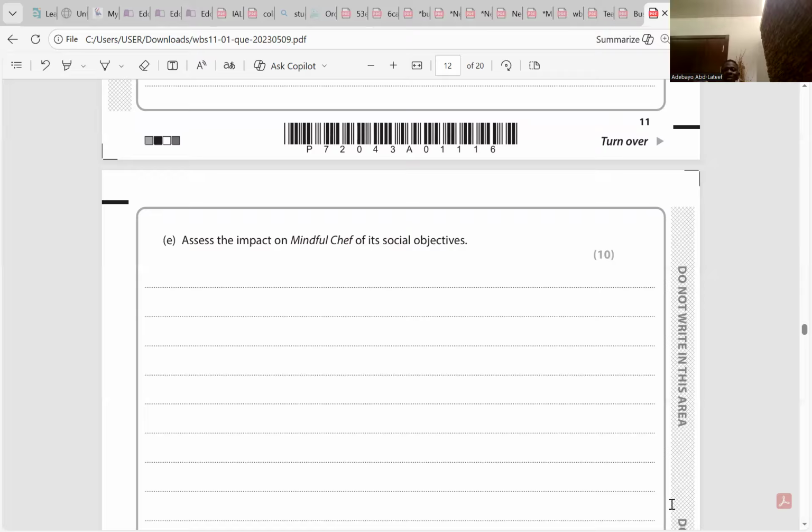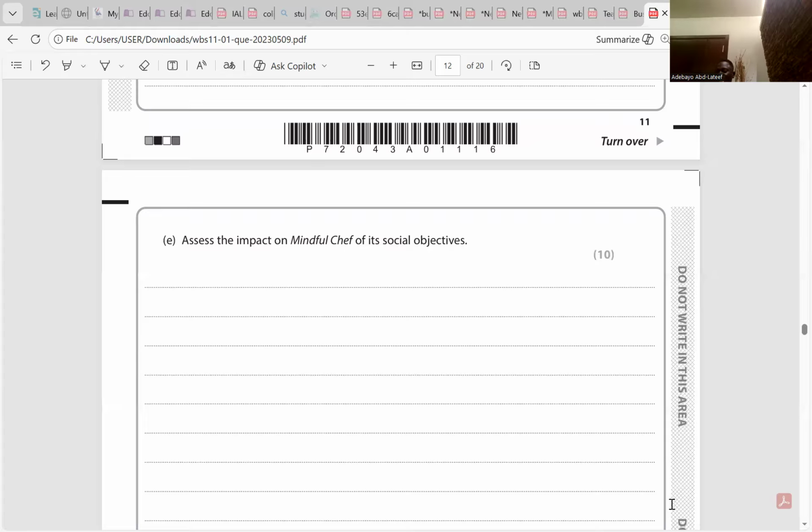So it indicates that Mindful Chef is what? Socially responsible. Do you get that? So the benefit of being socially responsible is that it may attract investors, employees, or financiers that are conscious about CSR. So any stakeholder that is conscious about social responsibility or about CSR will be attracted to Mindful Chef. So they would want to buy from Mindful Chef because Mindful Chef is socially responsible.